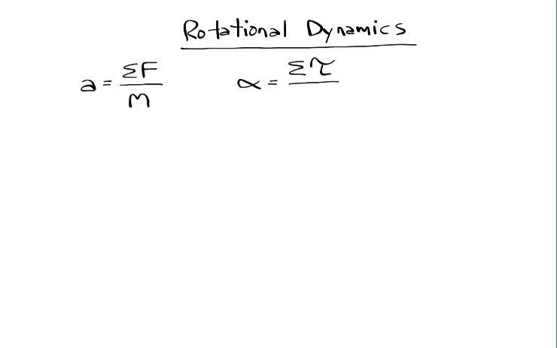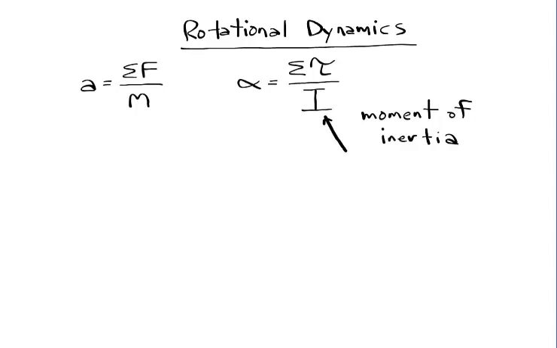Now the symbol we use for the measure of its inertia is a big capital I, and I'll get more into that in a moment. In order to produce an acceleration on a rotating object, you have to have a net torque. If the net torque is 0, you'll get no acceleration. The inertia is measured by a quantity known as the moment of inertia. The moment of inertia is interesting. It depends on the mass of the object, but not entirely on the mass of the object.